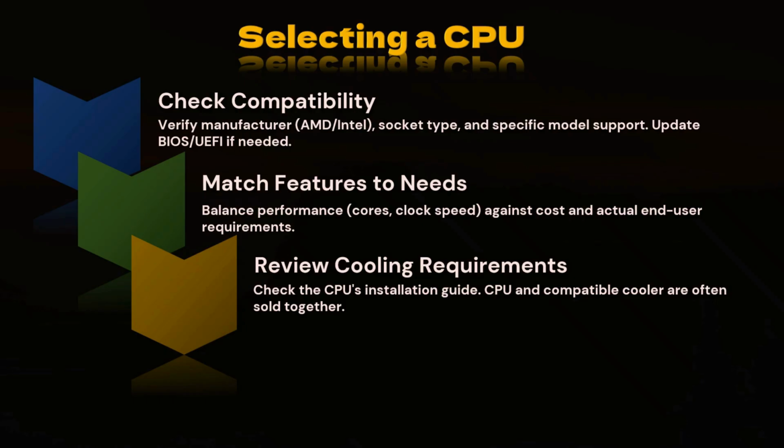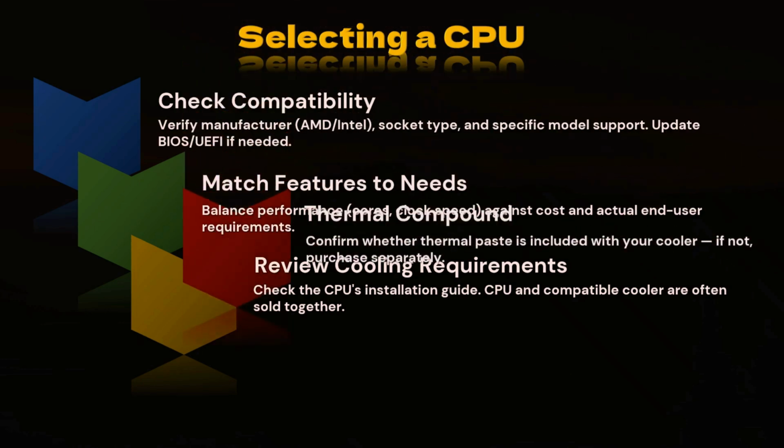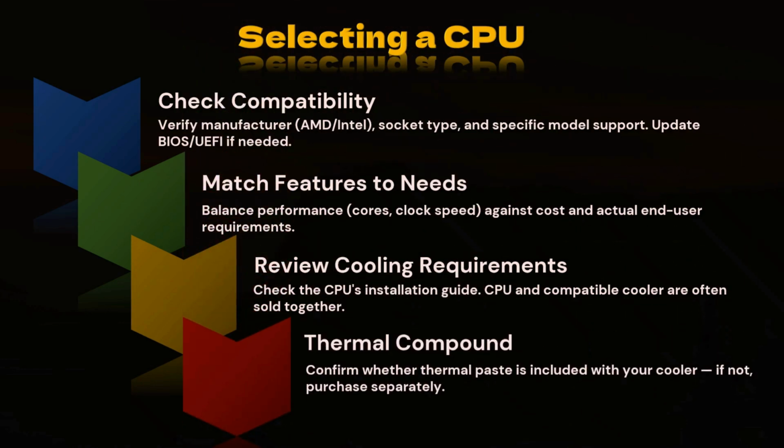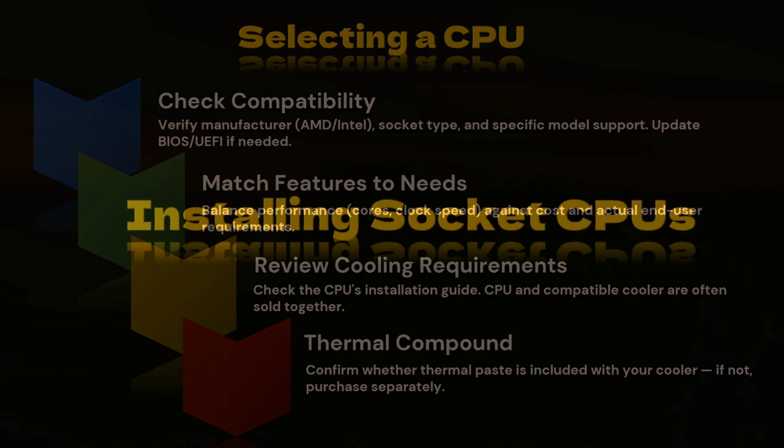Third, with your CPU selected, review its installation guide to determine the type of cooling method. Often, you can purchase the CPU and a compatible fan, heatsink, and cooler together. Fourth, if you purchase the cooler, fan, and heatsink together, determine if you will need thermal compound. Sometimes it's included, other times not.